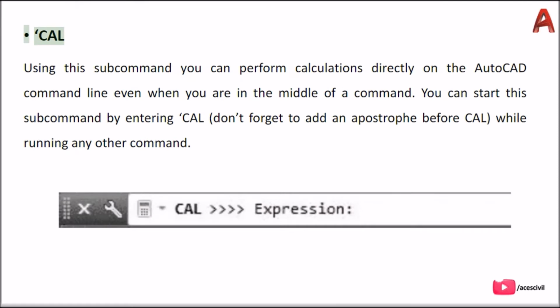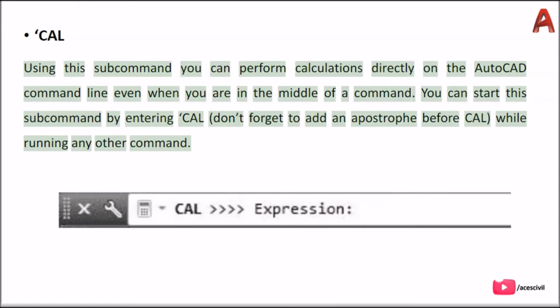Cal. Using this command you can perform calculations directly on the AutoCAD command line even when you are in the middle of a command. You can start this command by entering CAL. Don't forget to add an apostrophe before CAL while running it inside any other command.